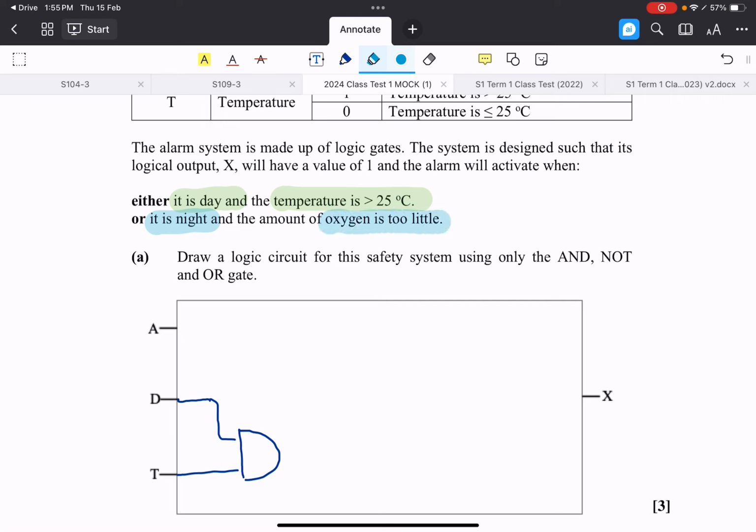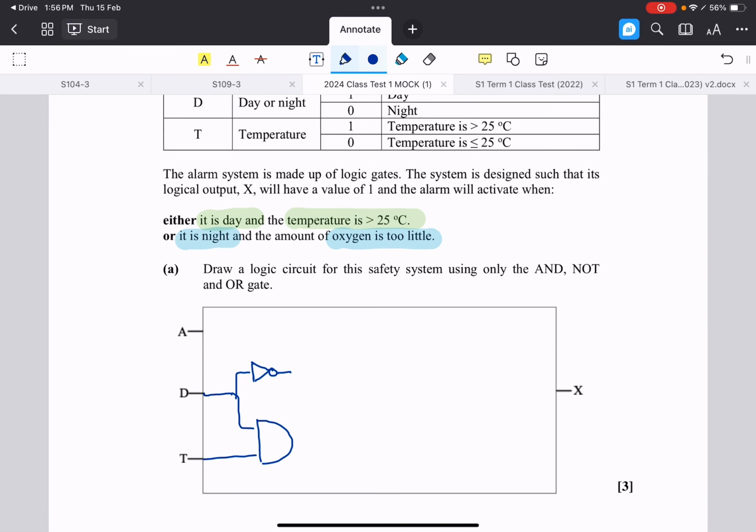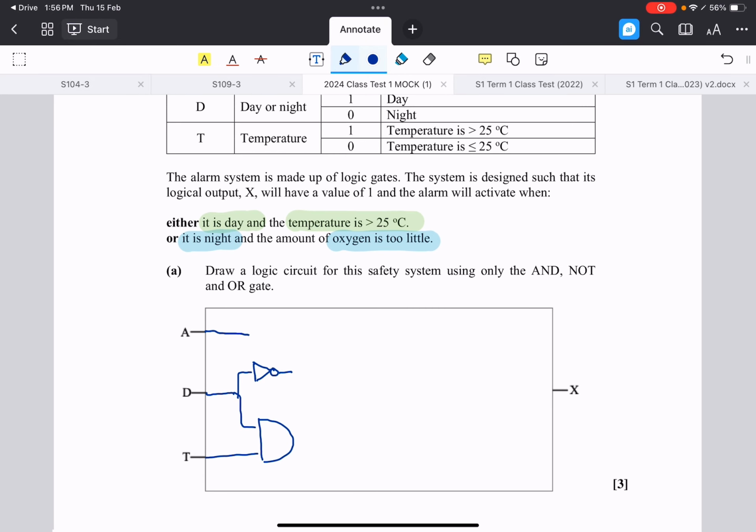So if the input D represents day, then night will definitely be the NOT of it, right? So I go up here, I have a NOT gate, so this NOT gate will give me the night. And then after that, oxygen 2 liters will be the A, right? So amount of oxygen 2 liters will be NOT A. So I go in, NOT A. Okay, so these two I will AND together, right? So this is the condition in blue. Now these 2 outputs here, I want to OR them, right? So OR them together, I have an OR gate.